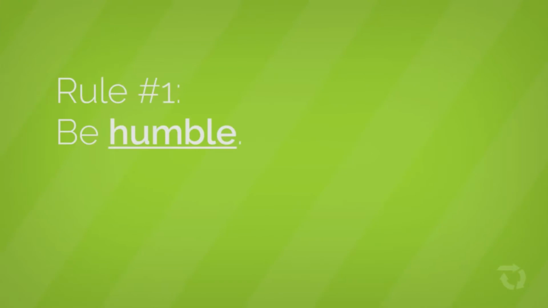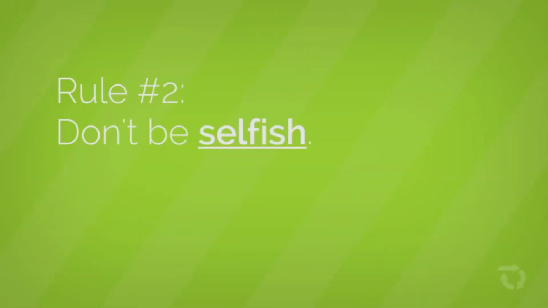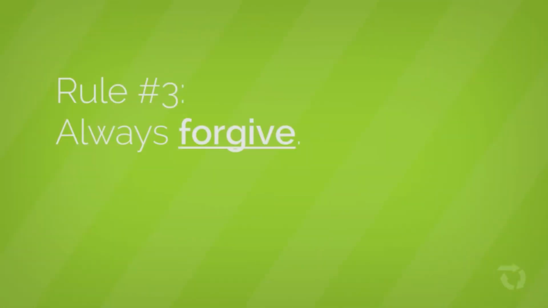Here's the first rule. Be humble. Do you know what humble means? It means you don't think you're all that. Don't go around bragging all the time. Rule number two, don't be selfish. That one's obvious. When you're selfish, it's just a matter of time until people want to stop hanging around with you. Rule number three, always forgive.